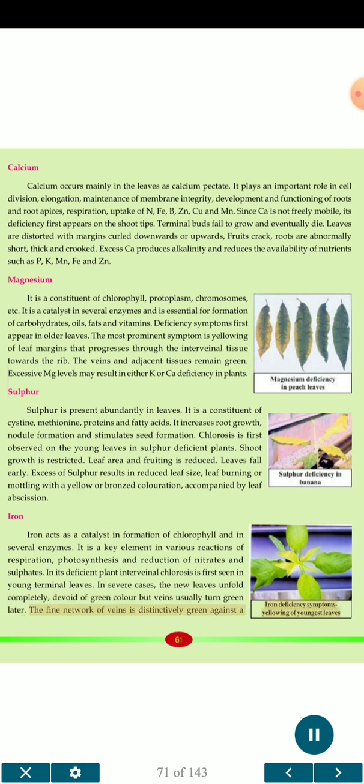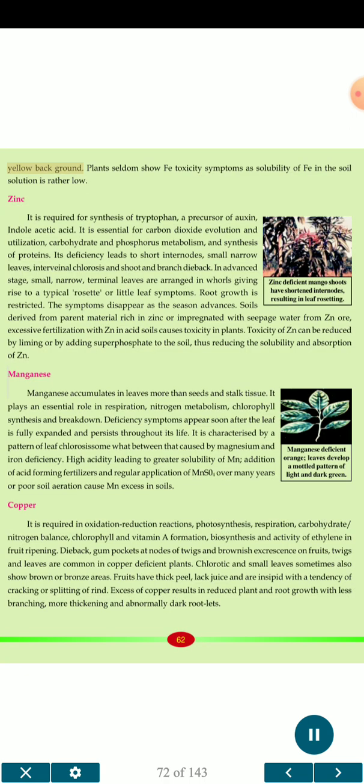The fine network of veins is distinctively green against a yellow background in iron deficiency symptoms, with yellowing of the youngest leaves. Plants seldom show Fe toxicity symptoms, as the solubility of Fe in the soil solution is rather low.